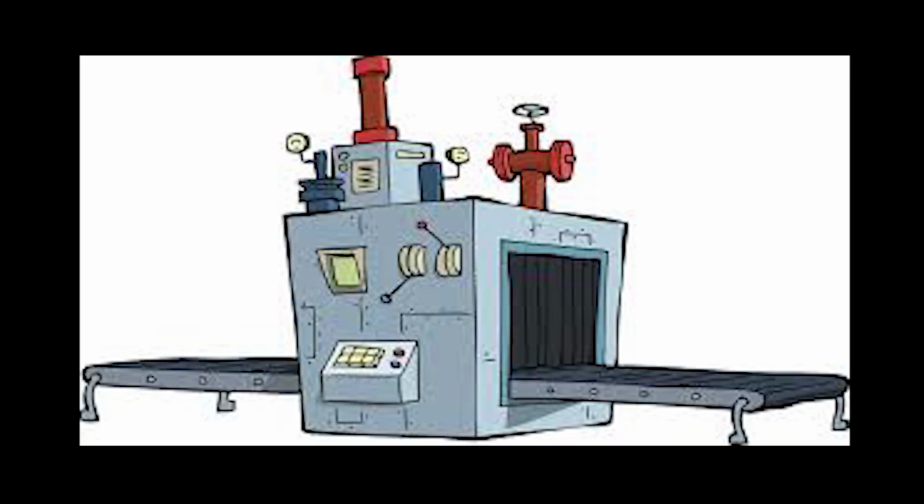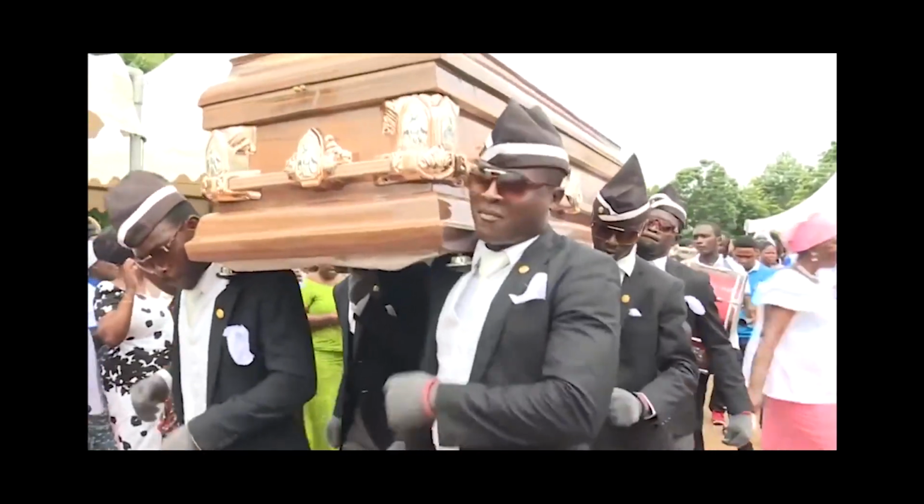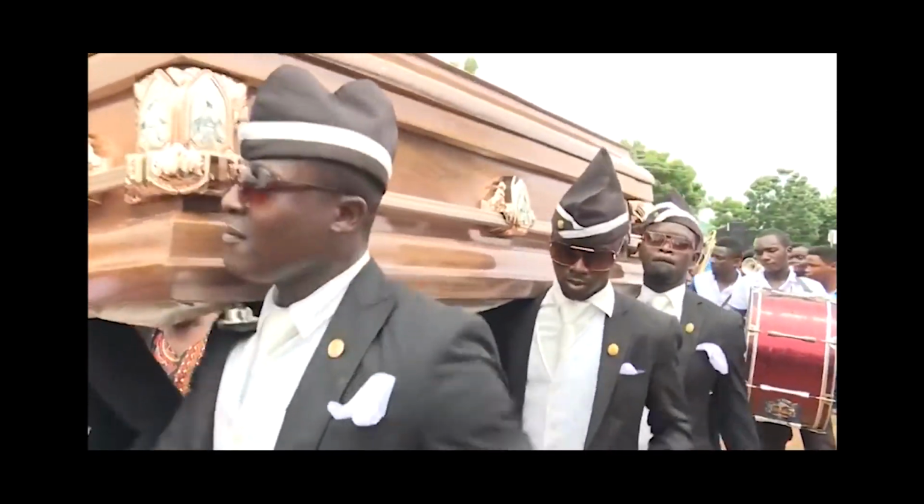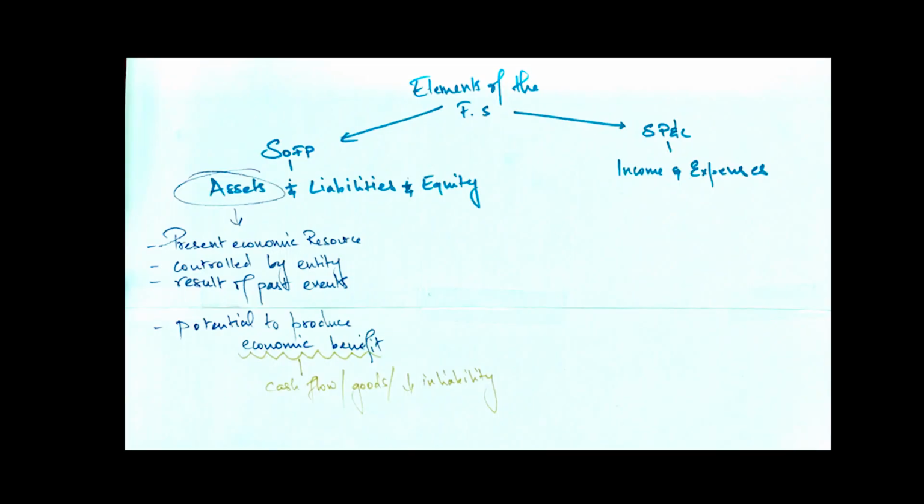Now, the definition might seem complex, but then it's relatively simple. Let's take the example of a piece of machinery. It is a present economic resource, which means that machinery is with you right now. It is controlled by the entity, which means that you get to decide what to do with that machinery. You get to decide how much it produces, what it produces, and you get to decide if you just want to cripple it down with a hammer. It is a result of past events, the past event being that you bought that machinery, and it has the potential to produce economic benefit.